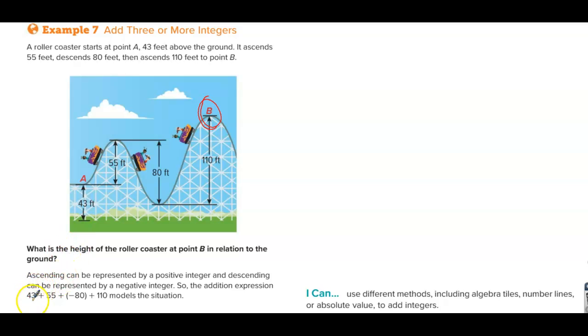Well, the 43 represents the starting amount above the ground. Upward motion is positive. Downward motion is negative. And upward motion is positive, right? So what do we have for B? Well, let's see. We have 43 plus 55 plus negative 80. That was the only time it was going downhill.